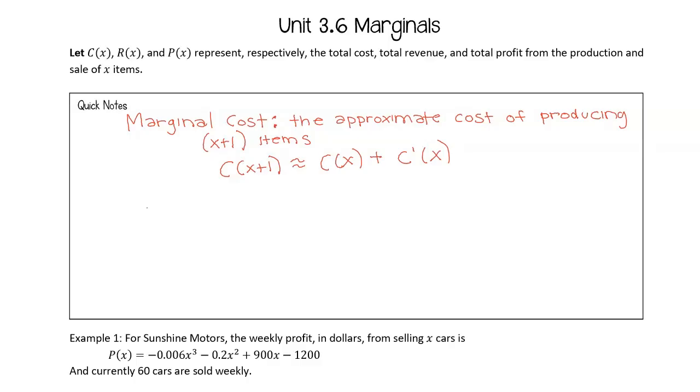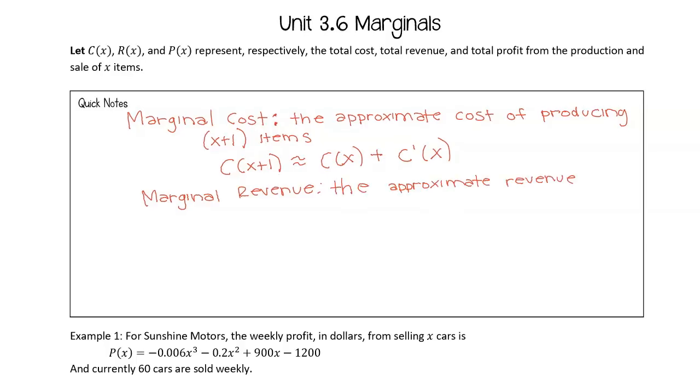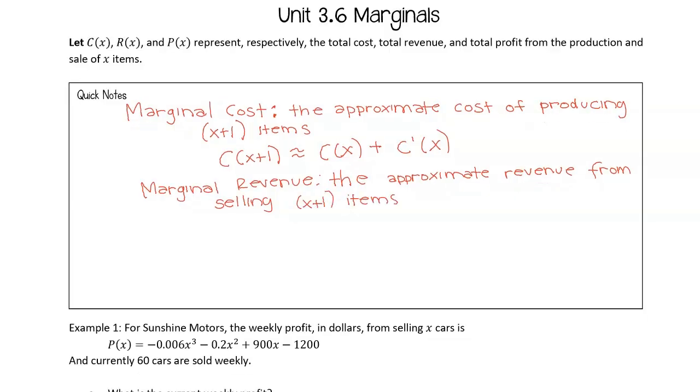Similarly, we can define the marginal revenue. This will be the approximate revenue from selling x plus 1 items. This is R of x plus 1 is approximately equal to the revenue at the x value plus the derivative of R at that same value.